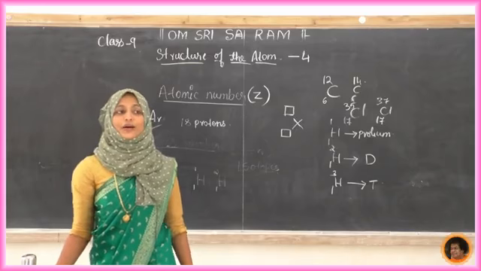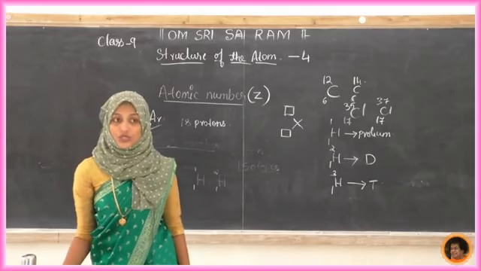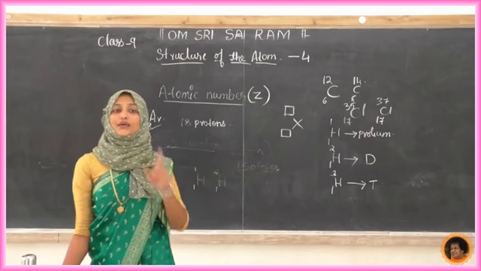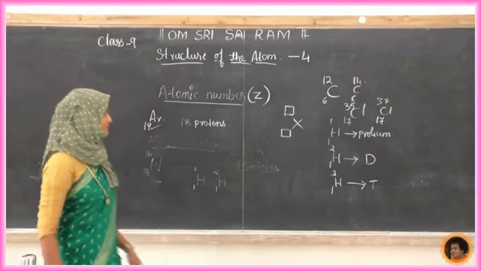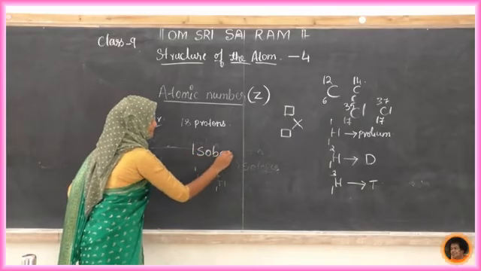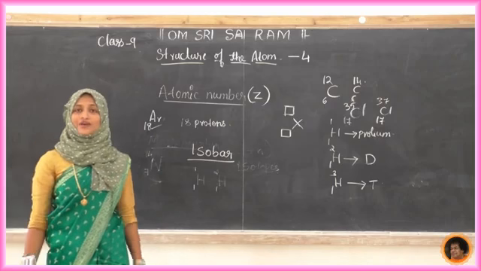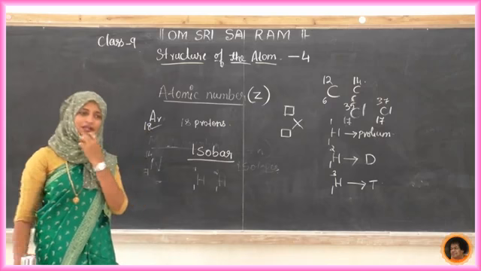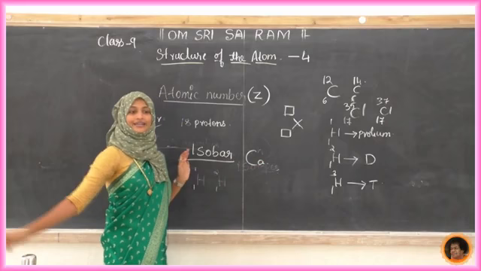I will give you the definition. Atoms of different elements with different atomic numbers which have the same mass number are called isobars. What is that? Isobar. Here the mass number is the same, but they differ in their atomic number. Can you give any example? One example I will write here, students: calcium and argon.